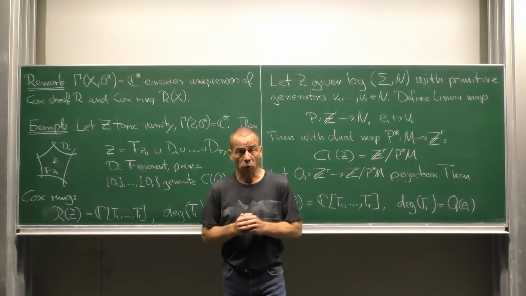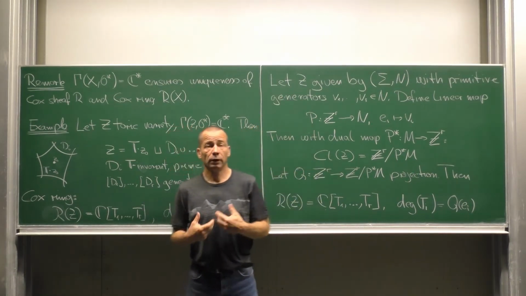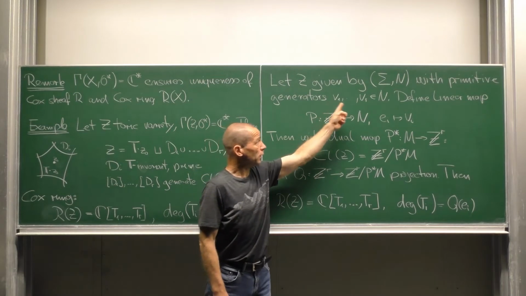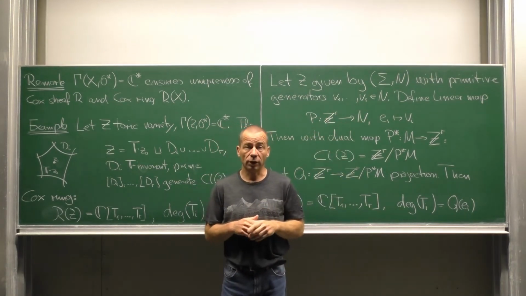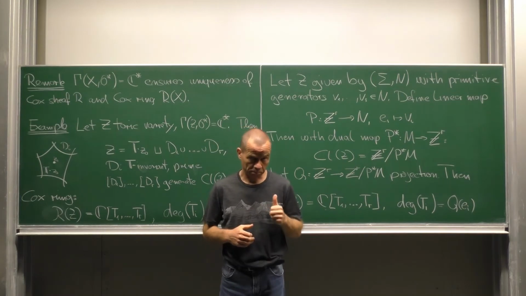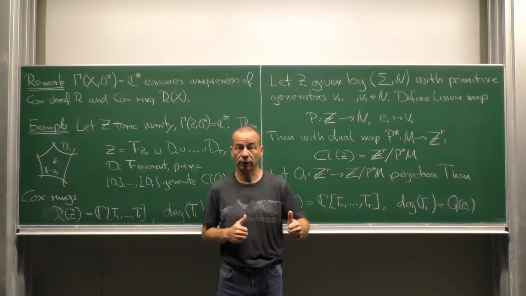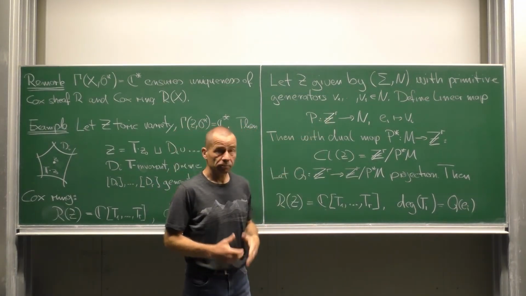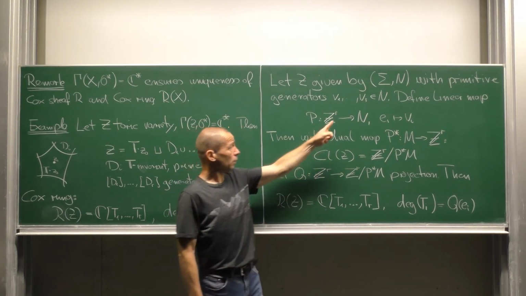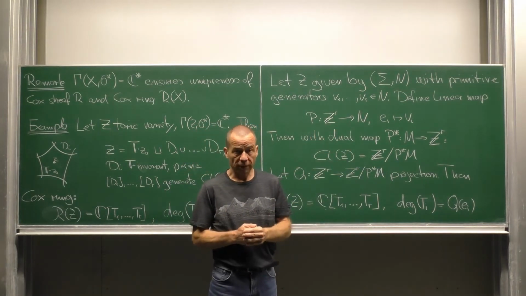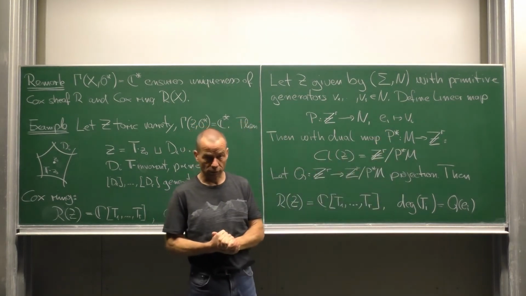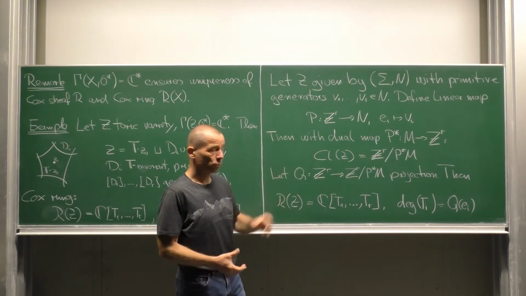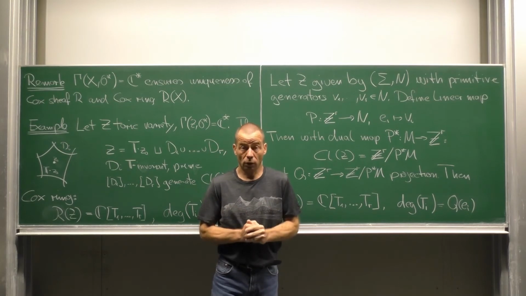Things can be made more concrete if our toric variety is given by a fan sigma in a lattice N. Let V1 up to Vr denote the primitive generators of this fan, that means the primitive lattice vectors inside the rays of the fan. Define a linear map P going from Z^r, where r is the number of primitive generators, to N, sending the ith canonical basis vector to the ith primitive generator of sigma. Then with the dual map, the divisor class group is the cokernel of this dual map.